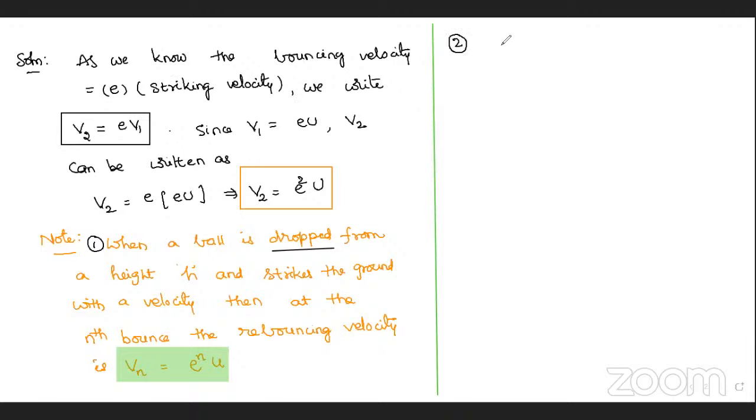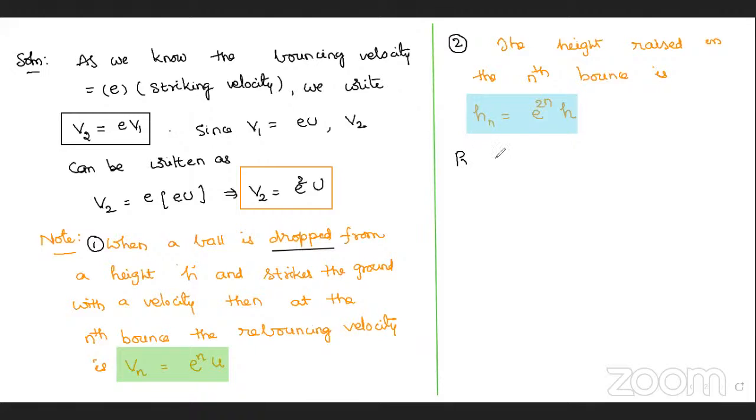What I'm going to write: the height raised in the nth bounce. That's what I'm saying, you can use this shortcut. At the nth bounce, hn is equal to e power 2n into h. You can use the two shortcuts, one for the velocity, the other for the height. Now use this shortcut and solve my problem.